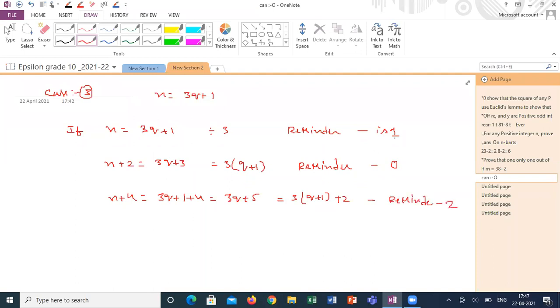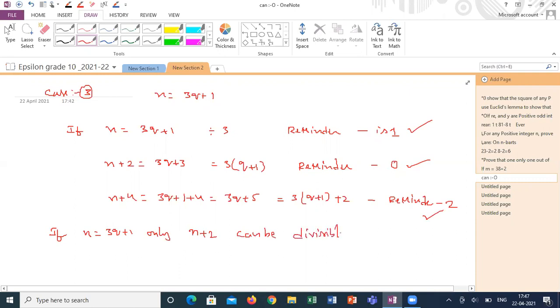See, even here, n is not divisible by 3, n plus 4 is not divisible by 3, but n plus 2 is divisible by 3 if n is equal to 3q plus 1. Only n plus 2 can be divisible by 3. This is how we can conclude this question. Just make a note. Just a minute. I will start the next one.